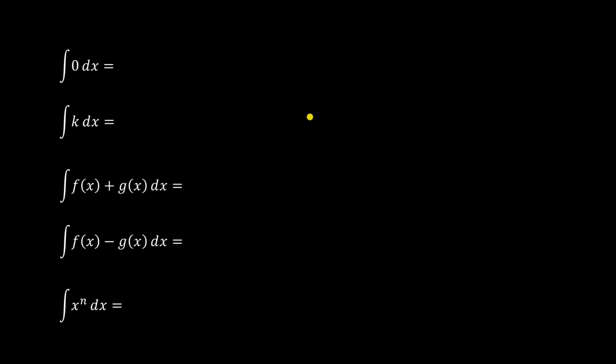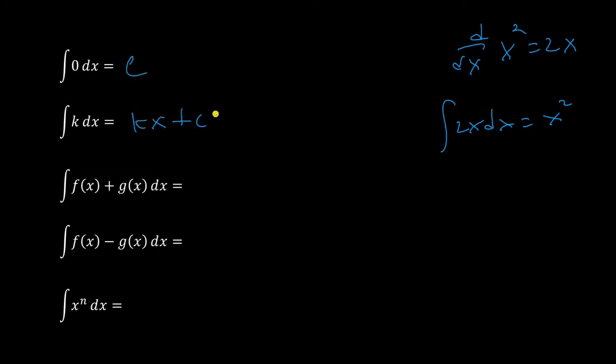Now let's talk about the indefinite integral. An integral is basically the opposite of the derivative. So since the derivative of x squared is 2x, the integral of 2x is x squared. Now, if you remember the rules for the derivatives, just know that the opposite applies for integrals. For example, the integral of 0 is just c, and the integral of a constant is kx plus c.